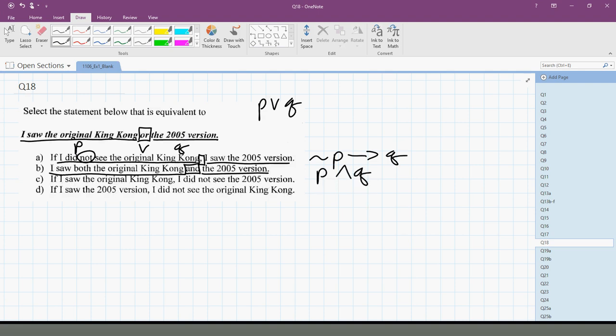There you go. The second statement looks like P rooftop Q, because the first sentence right here is all about P. Then you've got the "and," which looks like a rooftop. And then the 2005 version, that was all about Q.